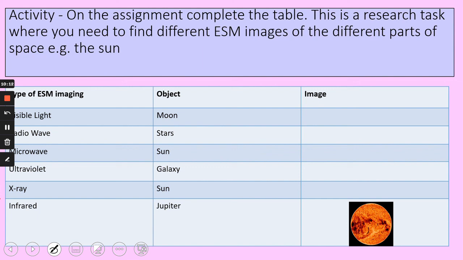What you need to do is go away and research different images for these. For example, I've done one for you. For infrared, I went and Googled an infrared image of Jupiter and inserted it in the image column. You need to do the same for all the others.